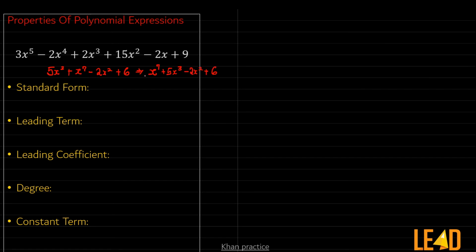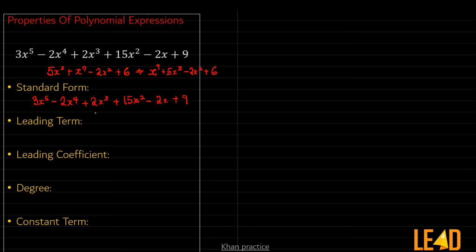You could say 6x to the power of 0, right? Because x to the power of 0 is 1. So basically, it's still the lowest power anyway. But for the sake of this, we'll call it the constant term. Okay. This one is already in standard form, so I could just write out the solution again. I would write 3x to the power of 5 minus 2x to the power of 4 plus 2x to the power of 3 plus 15x squared minus 2x plus 9. There you have it, it's arranged.